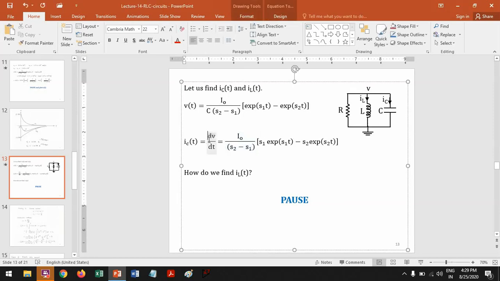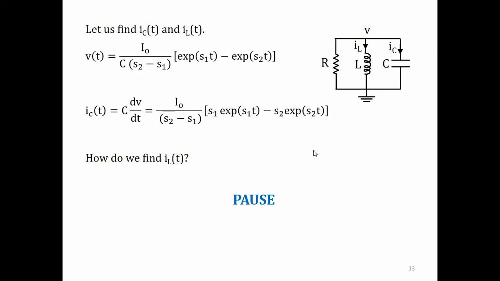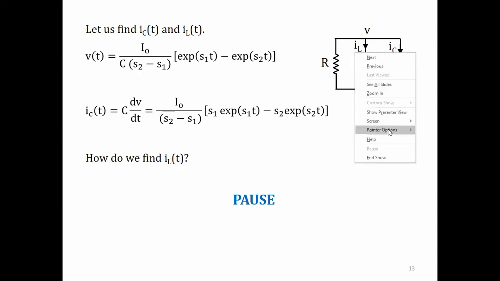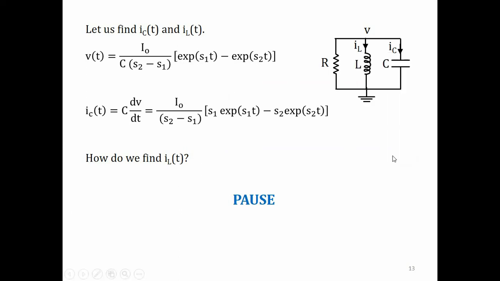And the C is here actually. Right, so I is C dV dt. Alright, so that's an easy expression. It's a good idea if you spend a few minutes plotting this, that you do at home.